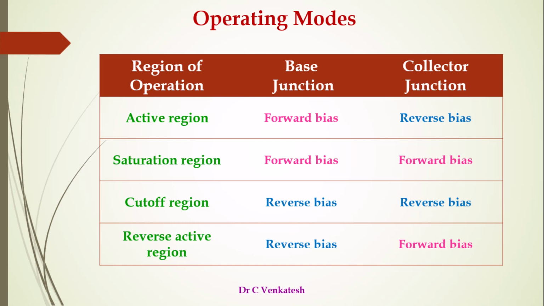The fourth one is the reverse active region. The base junction is reverse biased and the collector junction is forward biased. So the base junction reverse biased means the high resistance side, and the collector junction is forward biased, the low resistance side. Like active mode, the current is proportional to the base current, but it flows in reverse. Current flows from emitter to collector, not exactly the purpose transistors were designed for. The active, saturation and cutoff regions are widely used in our transistor operations.